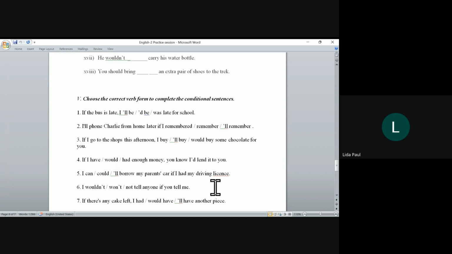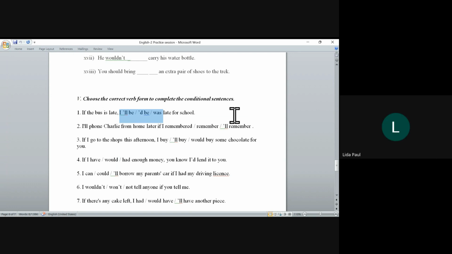Let's look at these. So the question is to choose the right form of the verb based on the conditional statements you have. So let's see what this is. If the bus is late, I will be, or I would be, or was. Okay, they've included one was also with it, late for school. So these are your options. You have to pick from these three. I'll be, I would be, I was. Definitely it is not was because it will not be conditional. Which one? Sorry? Will be. Will be, right? So this is first conditional.